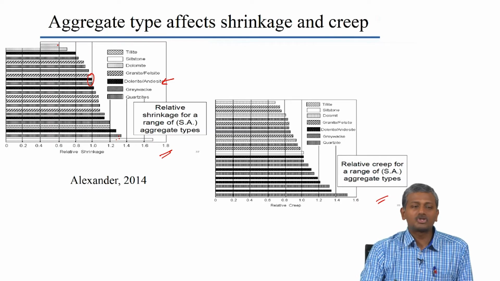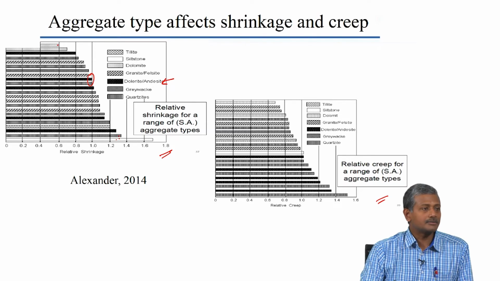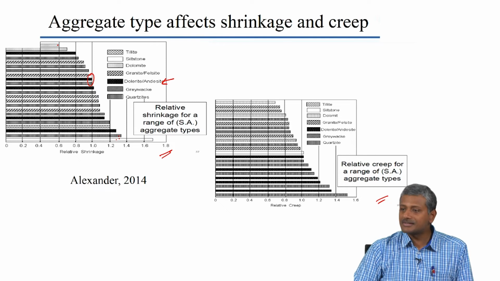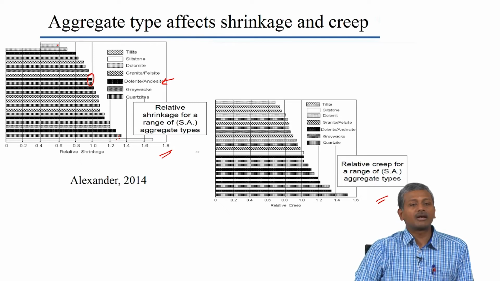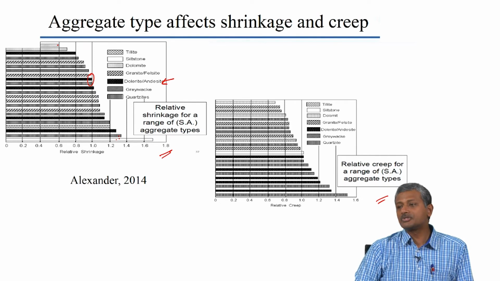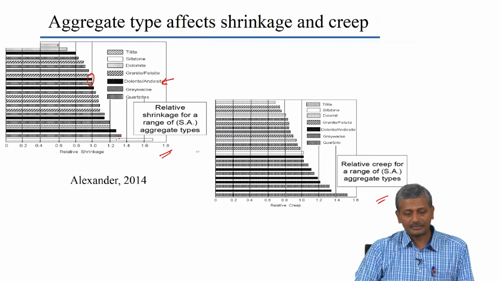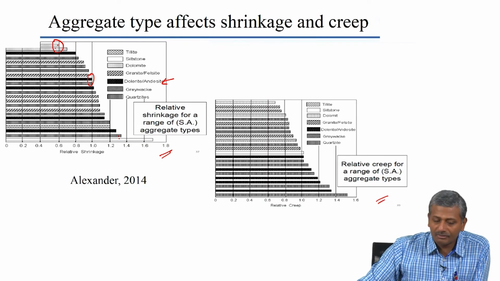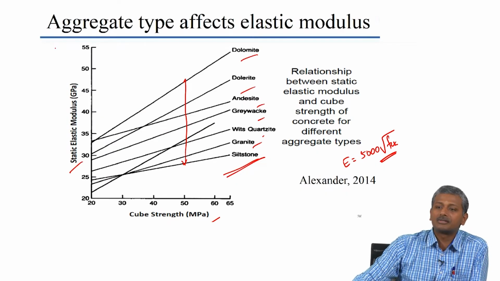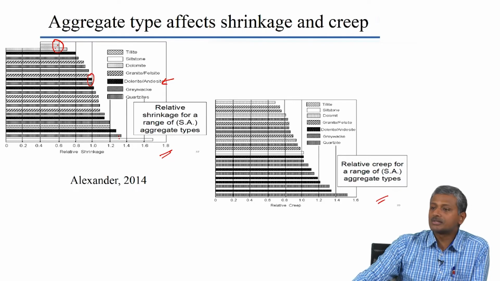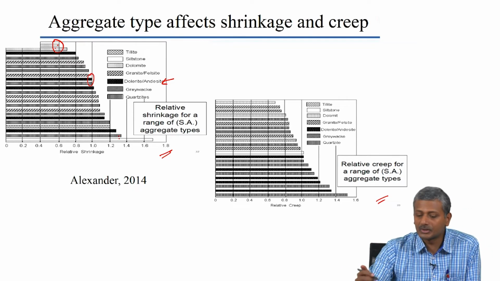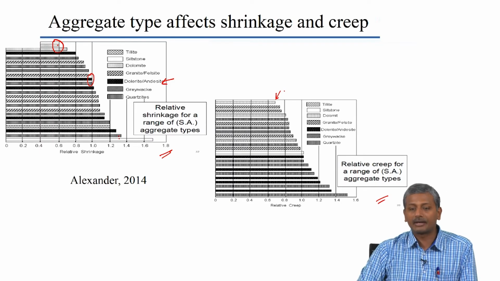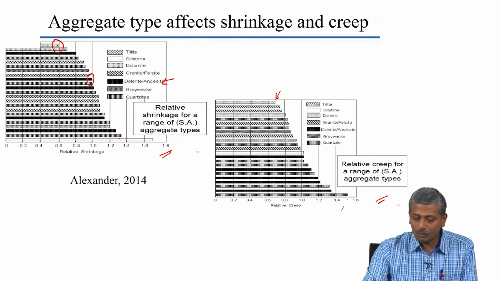Again, why is shrinkage affected by the aggregate? Shrinkage is resisted by aggregate, right? Which type of aggregate will resist shrinkage more? The ones which have higher elastic modulus, right? So again, the dolomitic aggregate, which you saw in the previous graph, had the highest elastic modulus for a given strength. That leads to the lowest shrinkage. And so it goes with creep also. With creep also you will get lowest creep with dolomitic aggregate and the highest creep probably with quartzitic aggregate.